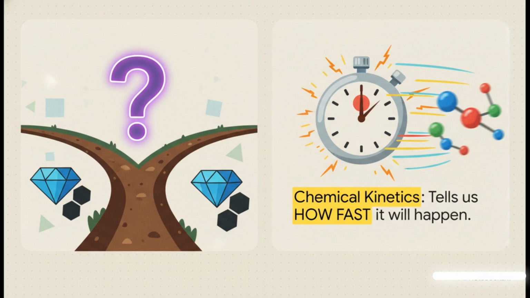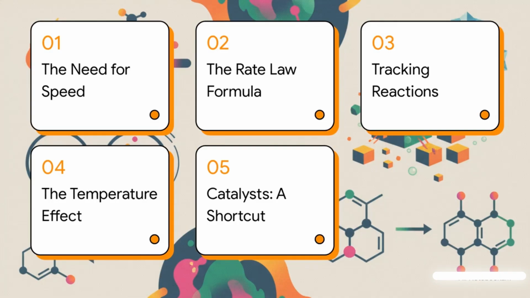Thermodynamics tells you if a reaction is even possible, right? Is the destination downhill energetically? But it's kinetics that tells you how long that trip is going to take. It's the reason a diamond can last for millions of years, even though it's technically on a one-way road to becoming graphite.